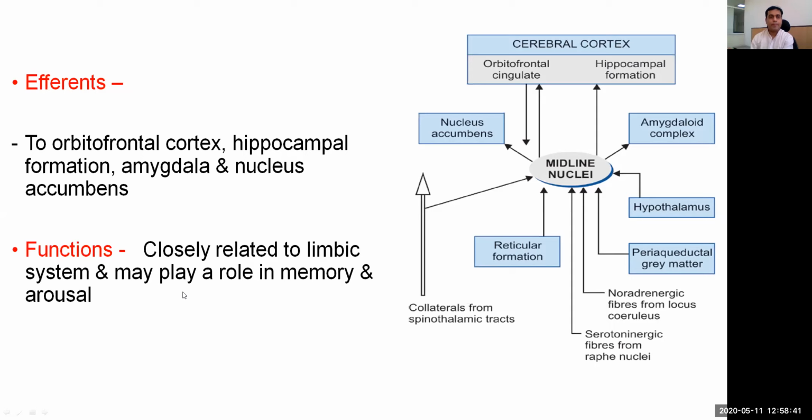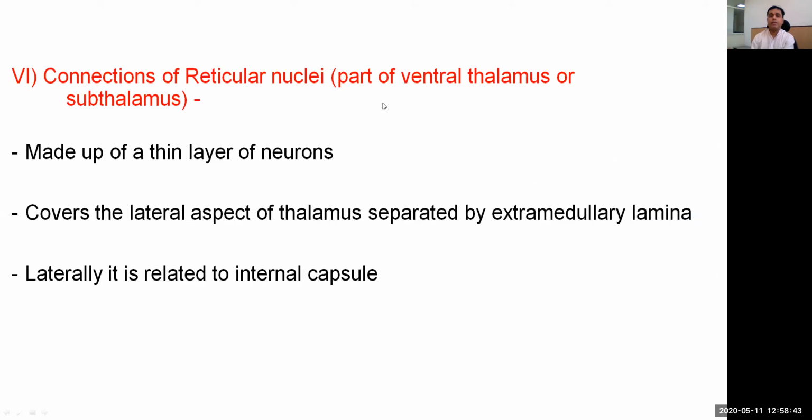Connections of reticular nuclei, part of the ventral thalamus. It is made up of a thin layer of neurons, covers the lateral aspect of the thalamus, separated by the external medullary lamina. Laterally, it is related to the internal capsule.